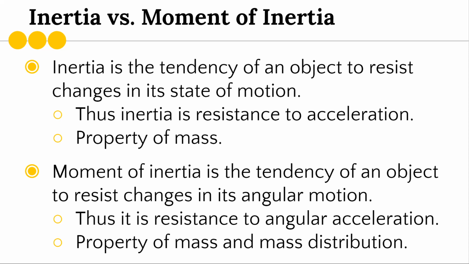When we look at moment of inertia, like we did in the RA yesterday, it is the tendency of an object to resist changes in its angular motion. Thus, it is resistance to angular acceleration, and it is a property of mass and mass distribution, which are two of the things you were testing yesterday in your RA. Okay, so moment of inertia is the rotational equivalent to inertia that we talked about previously, or to mass, because inertia is a measure of an object's mass.